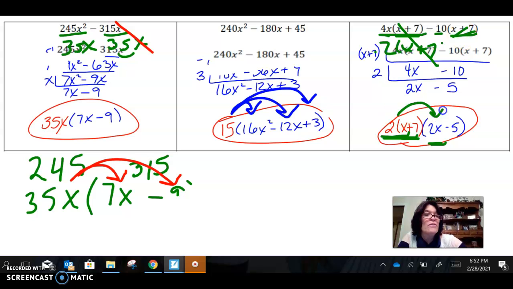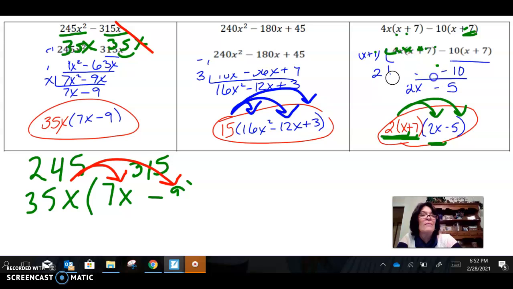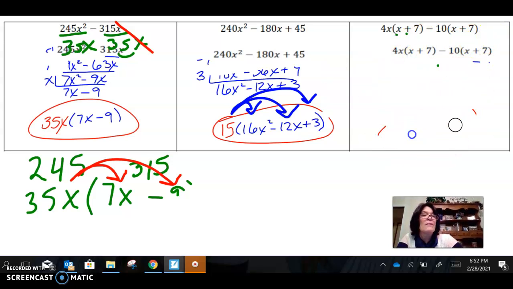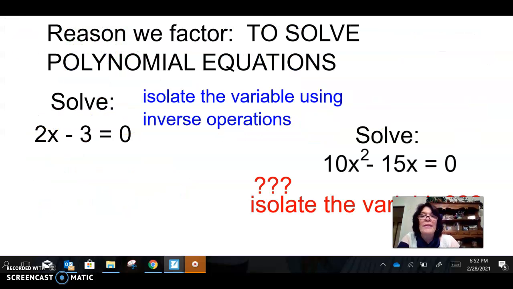If I would multiply this through, I get 4x, x plus 7. If I take 2 times x plus 7 times 2x, I get 2 times 2 is 4x, x plus 7. If I take 2 times x plus 7 times 5, 2 times 5 is 10, x plus 7. Okay, that's the way you do those. All right, so anyway, don't worry.